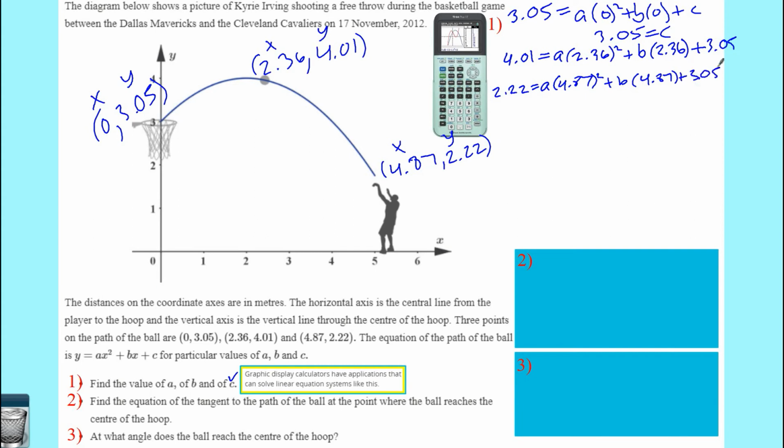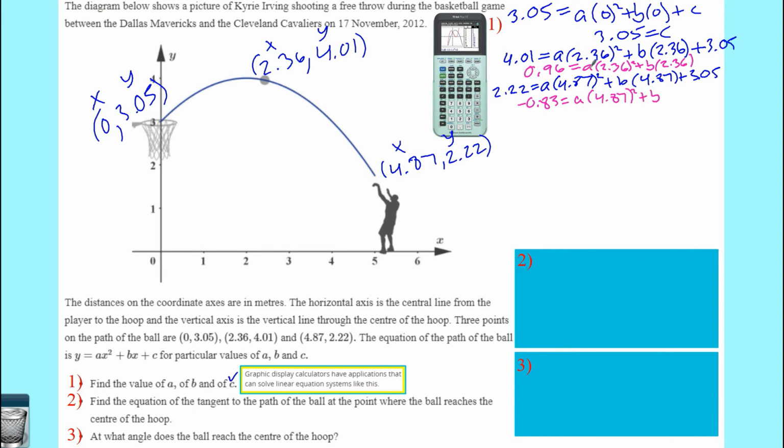Okay, so I'm going to rewrite my equation, and I'm going to move those 3.05s over. So I'm going to do 4.01 minus 3.05, and I get 0.96 equals a 2.36 squared plus b times 2.36. Then move my 3.05 over again for my next one, and I get negative 0.83.